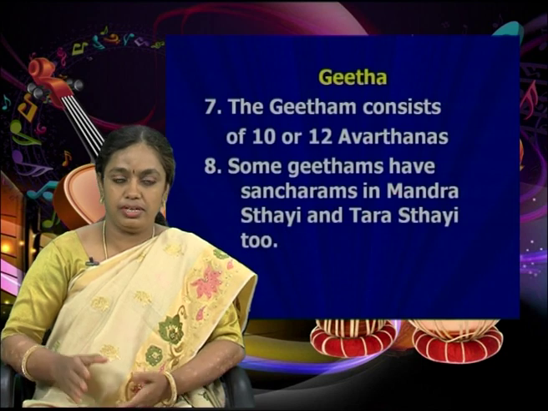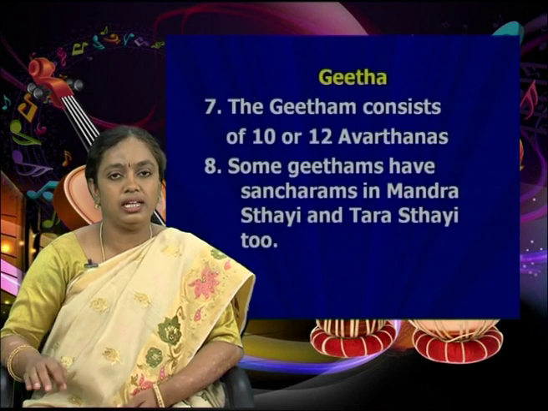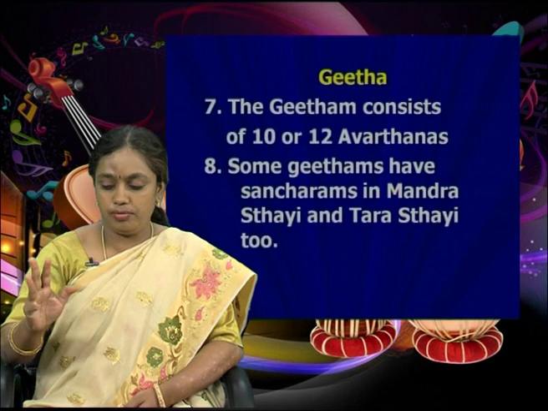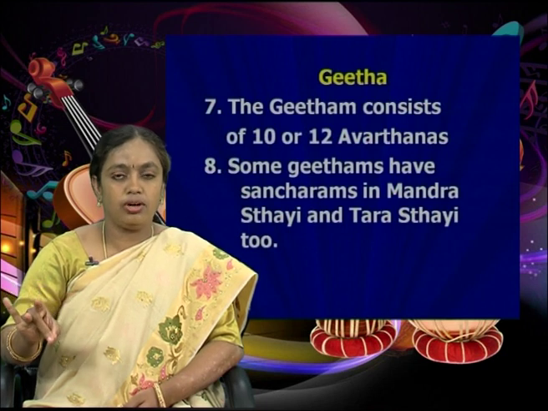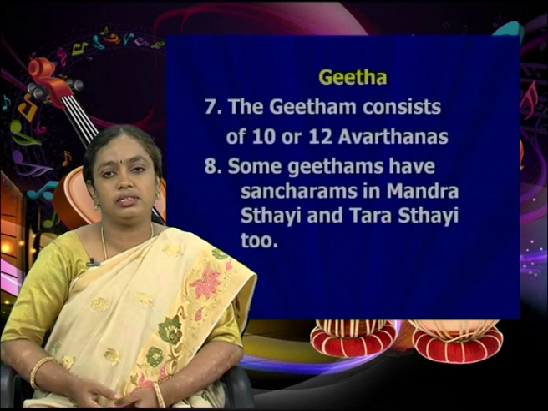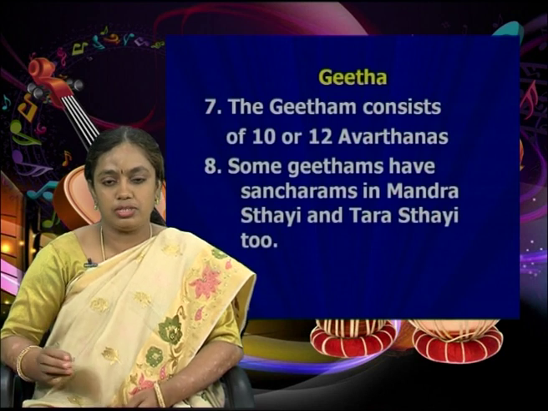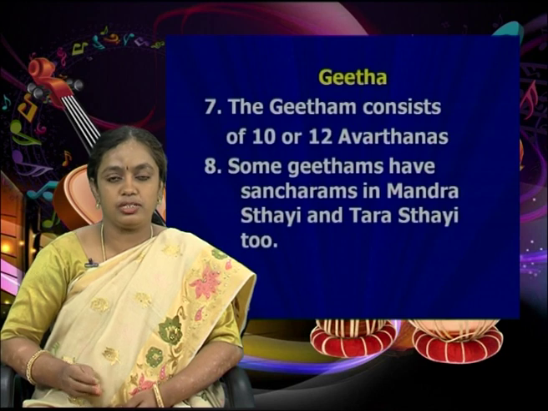Avartanams means, for example, if it is sung in the Rupaka Tala, 1, 2, 3, 4, 5, 6. This is called one avarta. In this kind of avartams, you will have 10 to 12 avartanams for a Geetha. I will just show some lines for you. Swaram, I will sing a swaram for you.